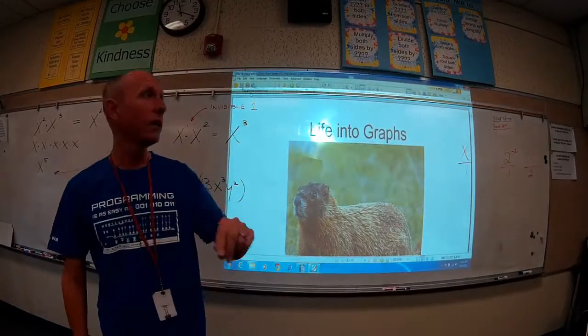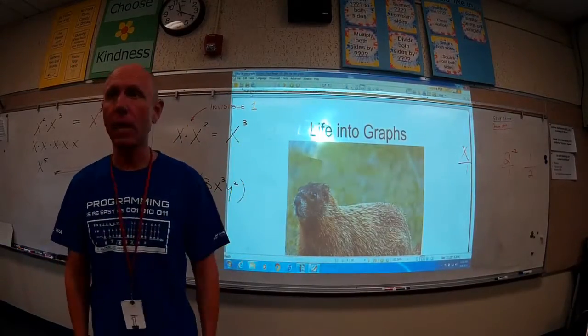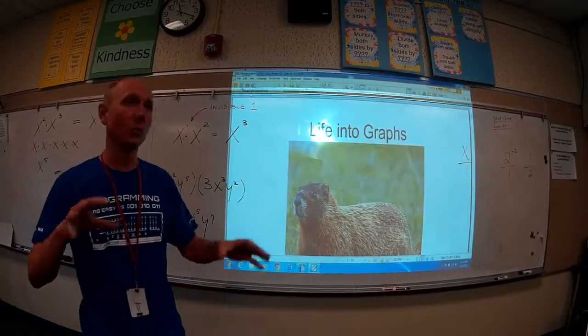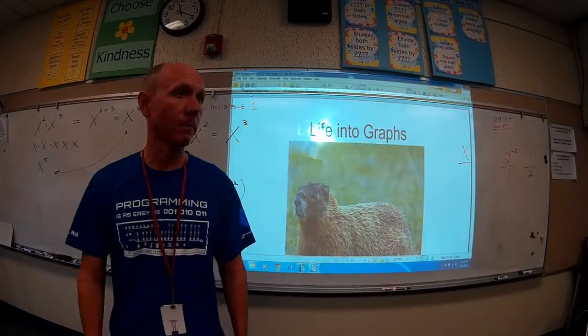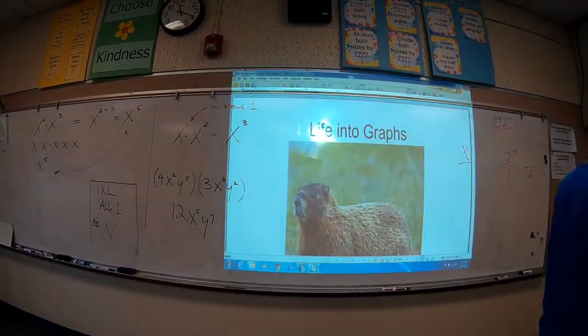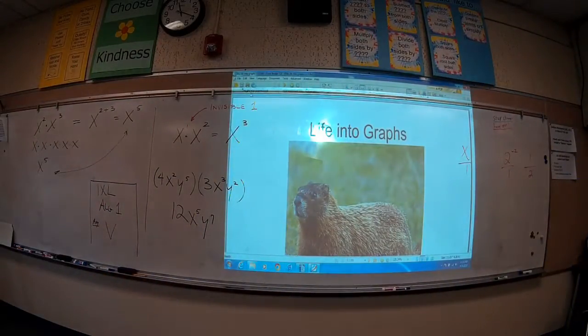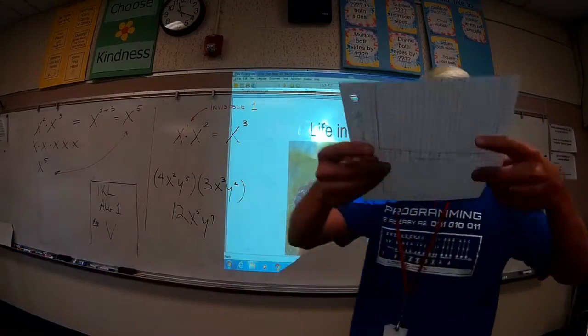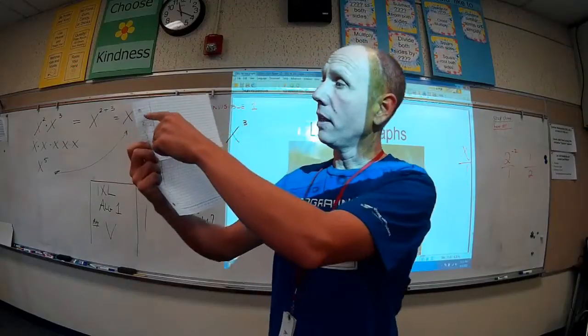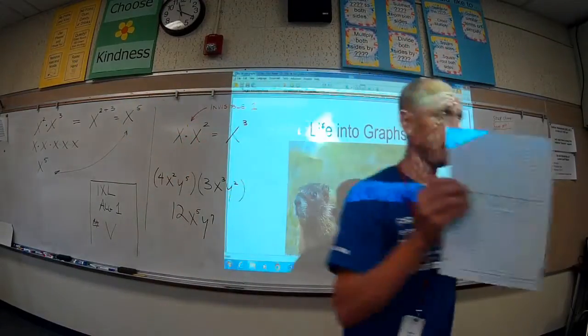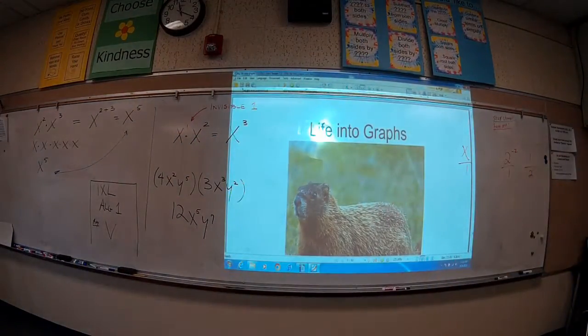Oh, so it's the 26th of September. This is Math 1, and we're talking about turning life into graphs. What we're going to do today is look at some real life situations and turn them into graphs. I'm going to give you a piece of paper. You are going to fold it, but only in half this time. Not 4 boxes, just in half. And then you're going to start making this graph. I'll project it on your graph paper.